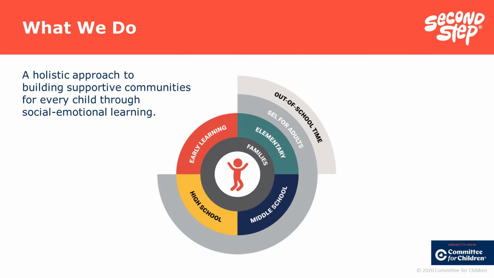So a little bit about what we do, Committee for Children. We are best known for our program, Second Step. We do a few other different things, but Second Step is a suite of programs that represent a very holistic approach to building more supportive communities. So looking at every child through social emotional learning, through that lens of putting a child at the center of all the things that you do. As you can see in this graphic, when you put the child in the center, it is really clear that moving beyond the elementary school, the school day things, is a natural next step to support social emotional needs.